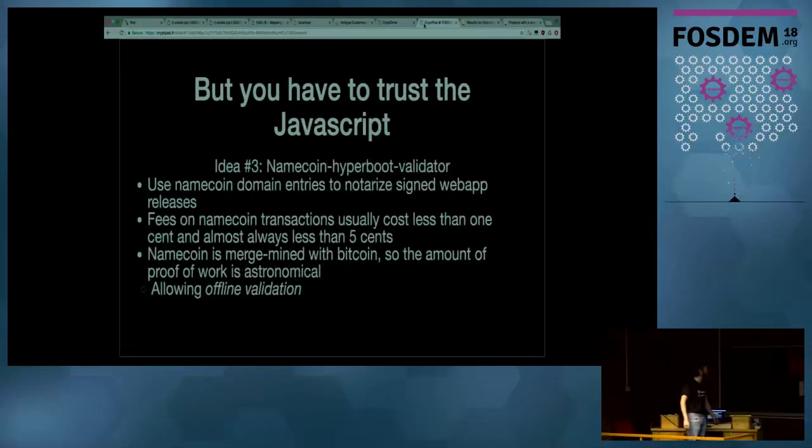And idea number 3, which I'm not sure I'm going to have time for, but I'll go with it. This one's really, really geeky. We could validate this in Namecoin. And Namecoin is really kind of interesting because it has two really silly properties, really useful properties, sorry. One is that it's almost free to transfer a Namecoin because everybody's just forgotten about it. It's not an interesting cryptocurrency. And number 2 is that it's merge mined with Bitcoin. So the amount of proof of work that validates every Namecoin block is astronomical. And this allows for offline validation.